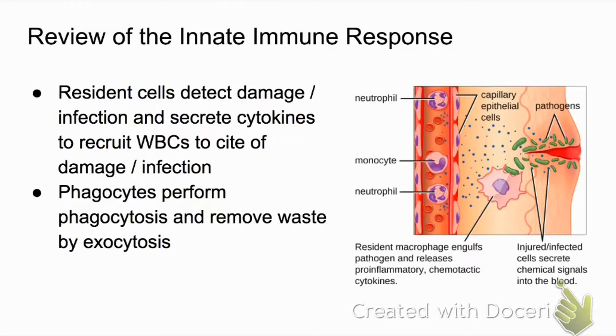We know that neutrophils and macrophages are phagocytes, and they're going to then perform phagocytosis and remove waste by exocytosis. However, some of the macrophages that are located here are actually going to travel through the lymph system to lymph nodes, where they will interact with T cells and present antigens to those T cells.